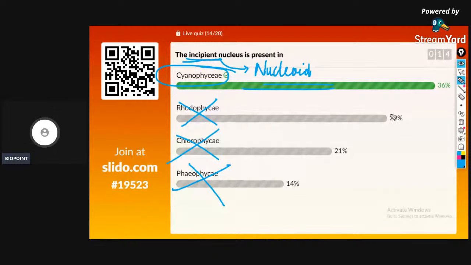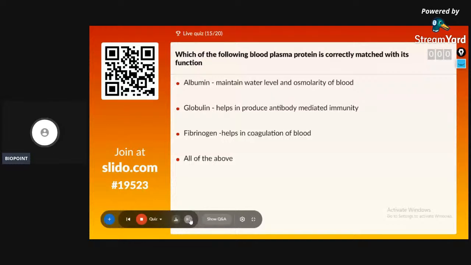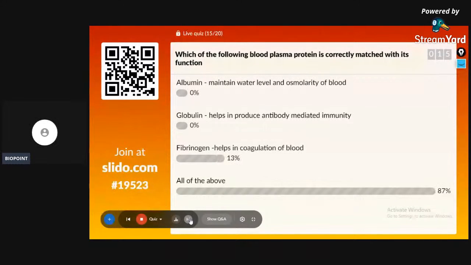15th question on the screen. Which of the following blood plasma proteins is correctly matched with its function? Option A, albumin maintains water level and osmolarity of blood. B, globulin helps in producing antibody mediated immunity. C, fibrinogen helps in coagulation of blood. And D, all of the above. Let's have the majority answer on the screen. 87% of the students with the correct answer for the question. 16th question on the screen.